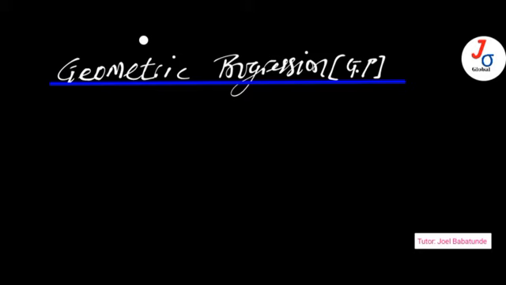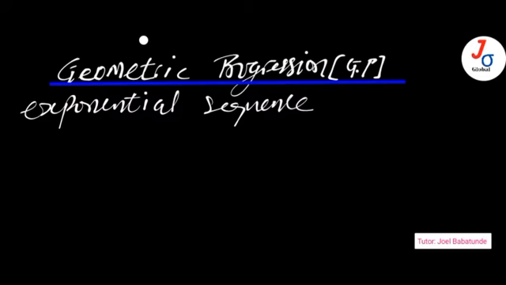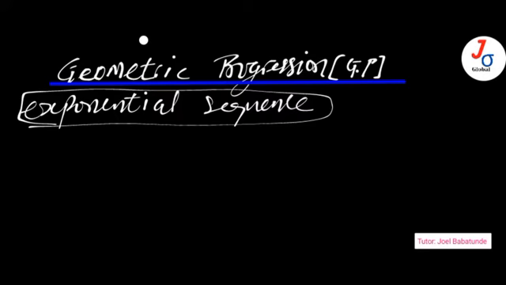All right, so what is actually geometric progression? Well, a geometric progression is also known as an exponential sequence. And this is a kind of sequence in which any two successive terms differ by a constant multiple.